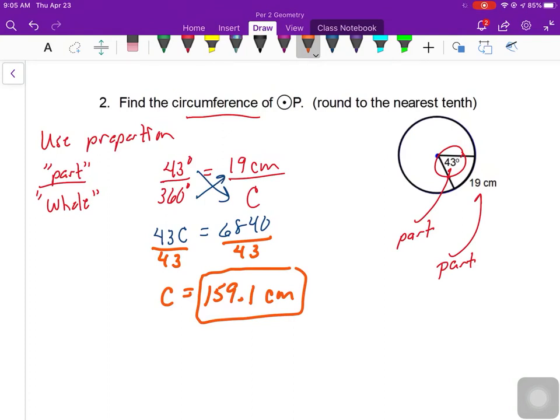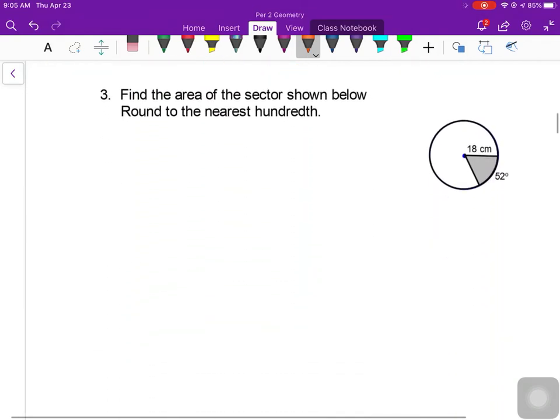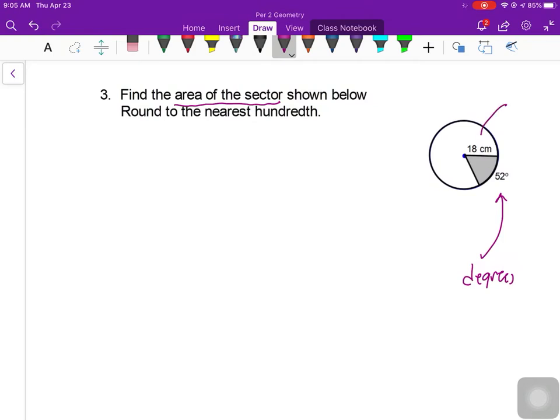In the section we just finished, we were talking about areas, specifically about areas of circles and areas of parts of circles. A part of a circle is called a sector. So let's go ahead and review one of those. We're looking for the area of the sector. To find the area of the sector, we need the number of degrees in the sector, which they gave us. And we also need the radius, which again they gave us.